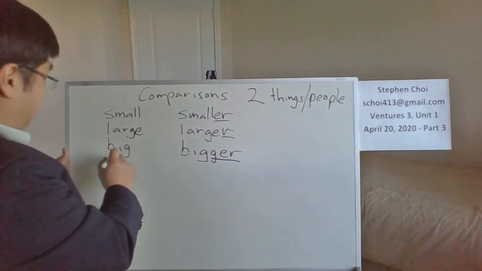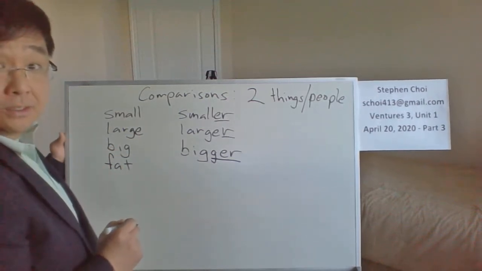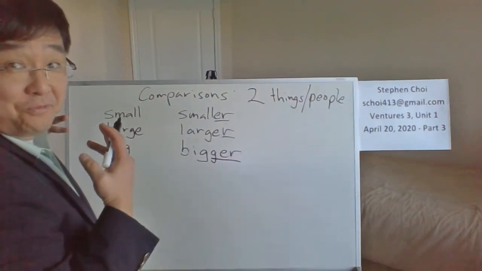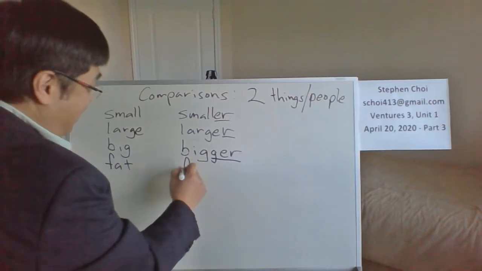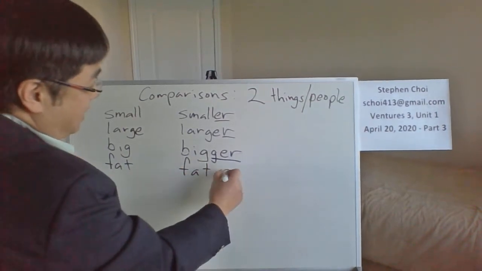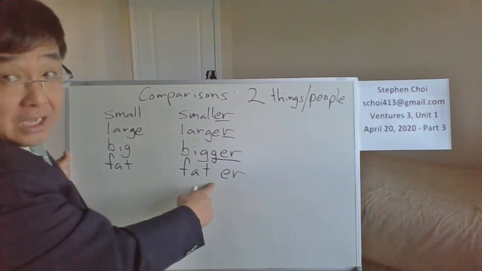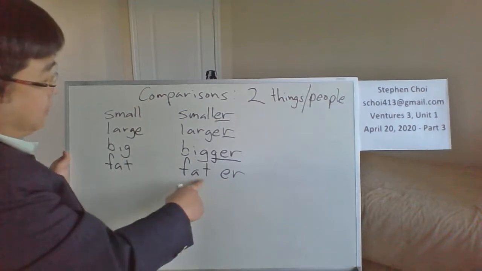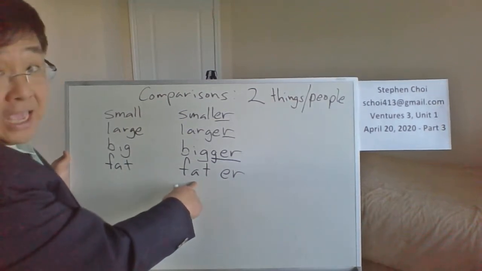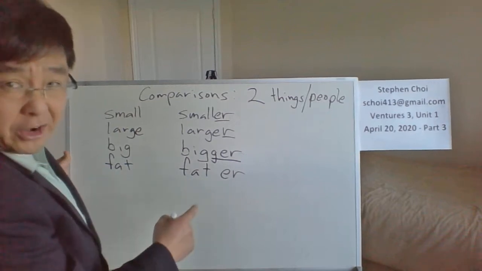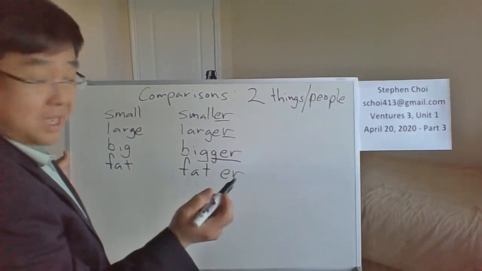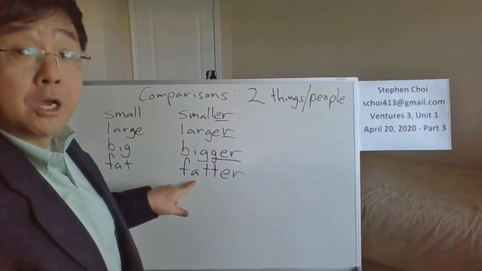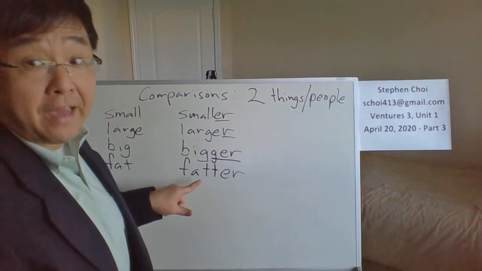Same thing with fat. You are fat. I am fatter. And again, you have to put an extra T. Why? Because fat is not a long sound. If you don't double up on the T here, that A becomes a long sound. You become fader, which doesn't make any sense. So you put that extra T to keep it from becoming a long sound. So instead of fader, you say fatter.